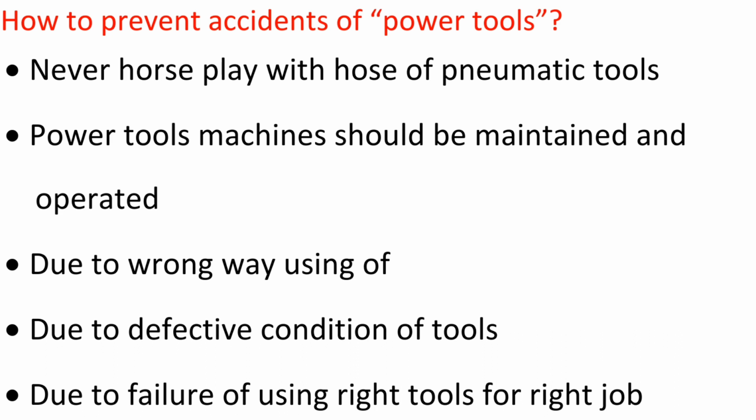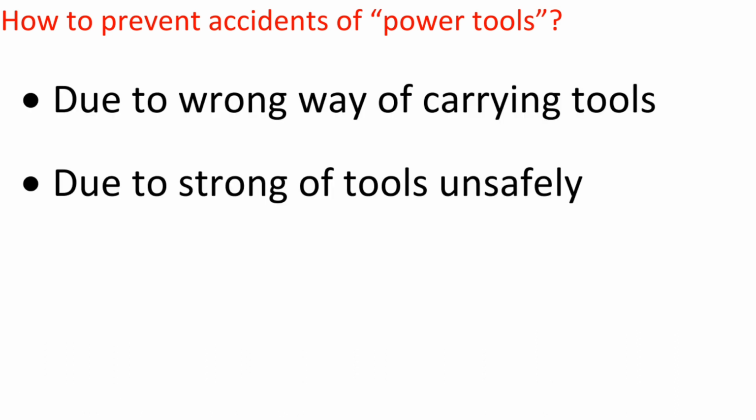Power tools and machines should be maintained and operated properly. Accidents happen due to wrong way of using tools, due to defective condition of tools, due to failure of using right tools for right job, due to wrong way of carrying tools, due to storing of tools unsafely.